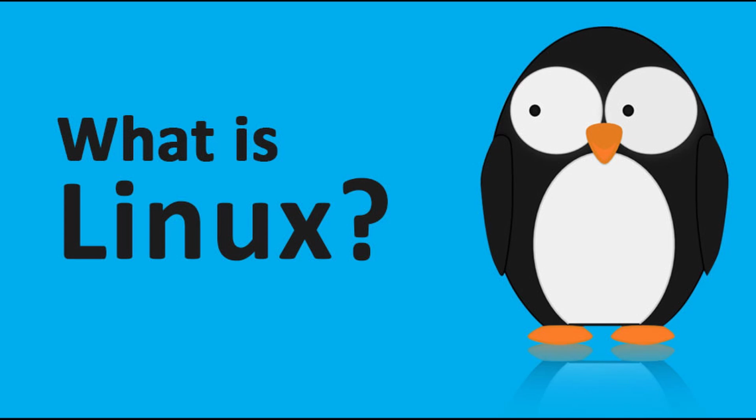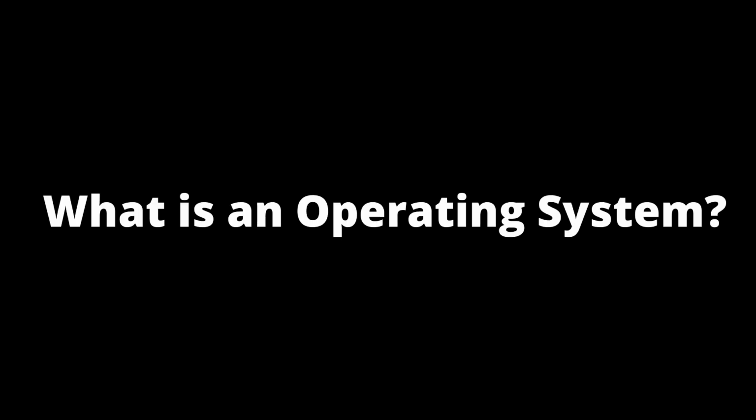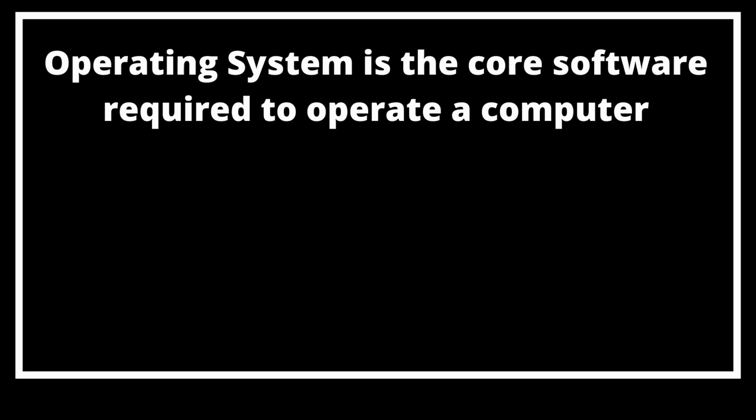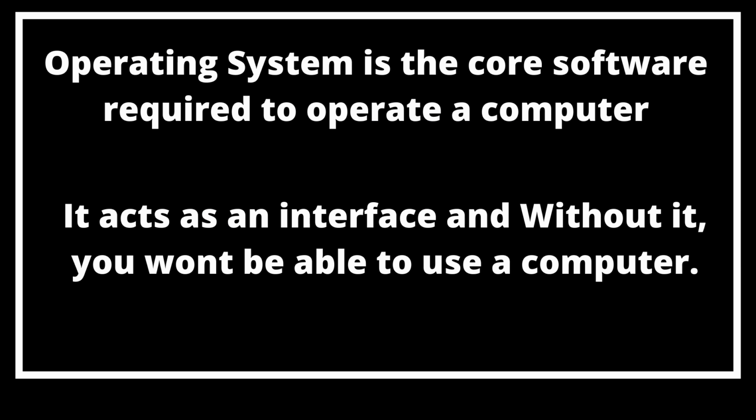Today we'll be learning about Linux. Linux is an open source operating system. Hold on a second. What is an operating system? As the name states, an operating system is the core software required to operate a computer. An operating system is responsible for communicating with the hardware, and it allocates the hardware resources for you to execute commands and run various programs. Basically, it acts as an interface, and without the operating system, you simply won't be able to use a computer.